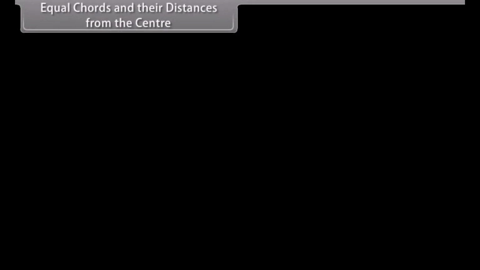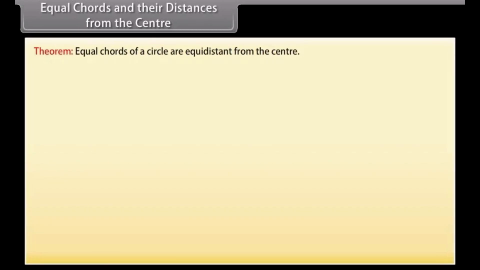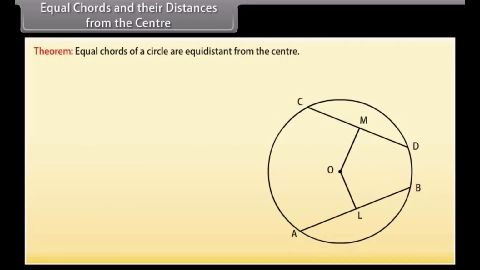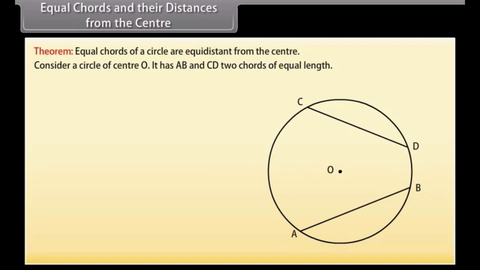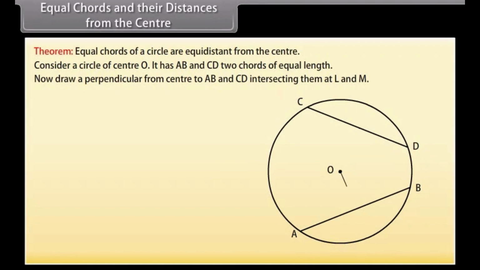Equal chords and their distances from the center. Theorem. Equal chords of a circle are equidistant from the center. Let us prove this. Consider a circle of center O. It has AB and CD, two chords of equal length. Now draw a perpendicular from center to AB and CD, intersecting them at L and M. So we have to prove that OL is equal to OM.